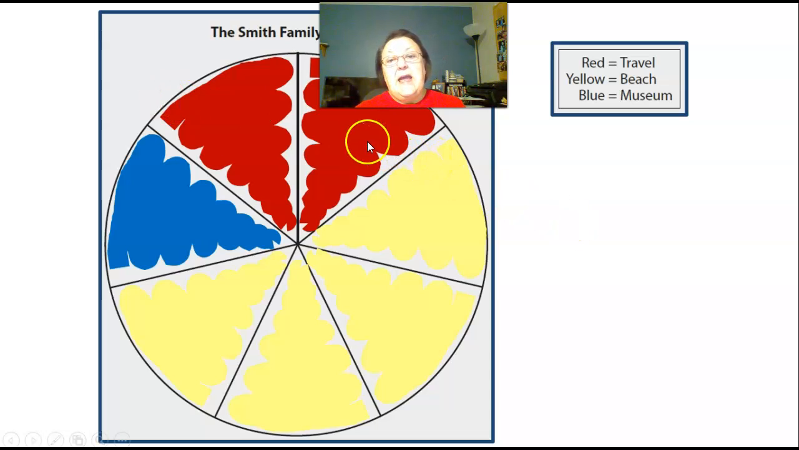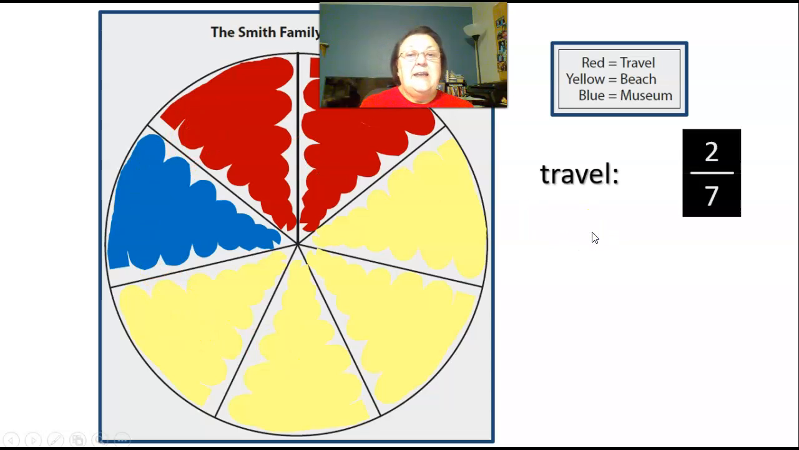So we have how many pieces to our pie here? 1, 2, 3, 4, 5, 6, 7. So we would say that we have 7 pieces to our pie, and 2 of those pieces, or 2 of those days, I guess I should say, were spent traveling. So 2 out of the 7 days were traveling. Now look at the beach.